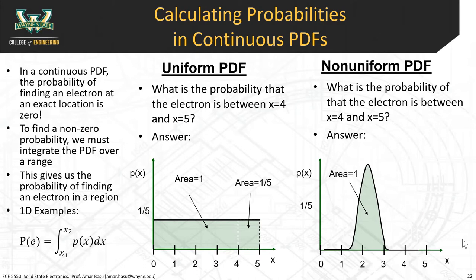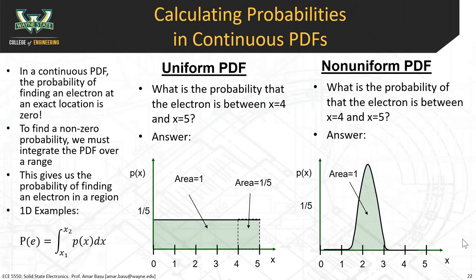So a continuous probability density function, like the ones we just talked about, the probability of finding an electron, now we're not talking about numbers anymore, we're going to change the discussion back to electrons. The probability of finding an electron at a specific location, like right at x equals 6, is 0. If we want a non-zero probability, we have to integrate the probability density function over a range. And this will give us the probability of finding an electron in a specific region.